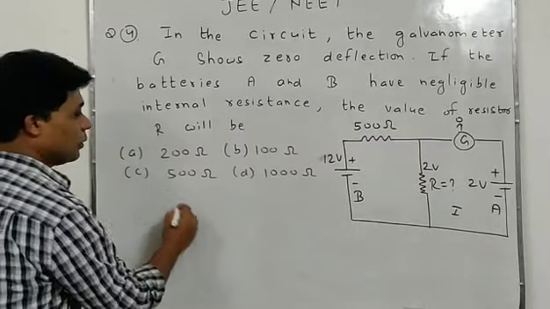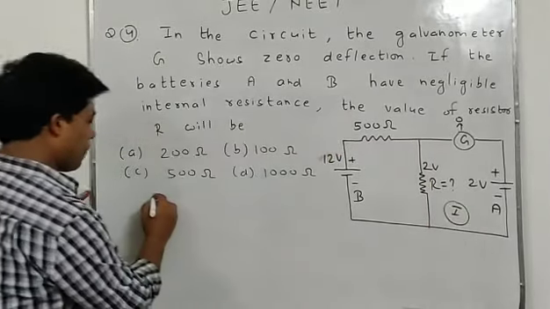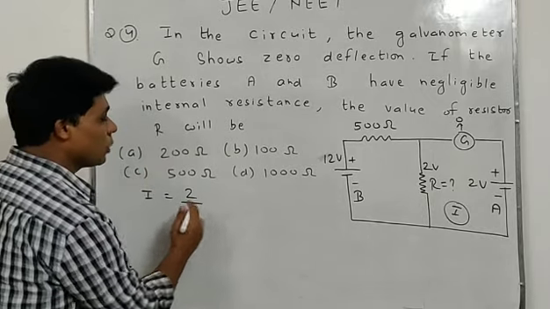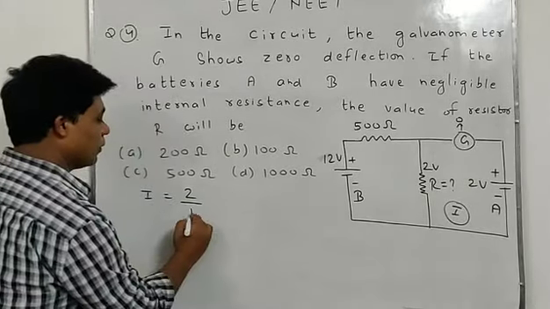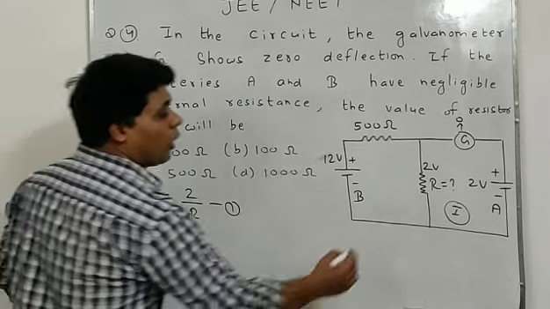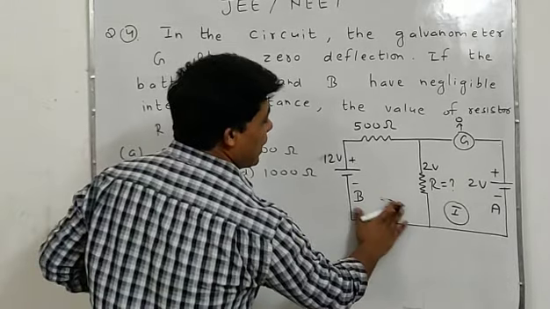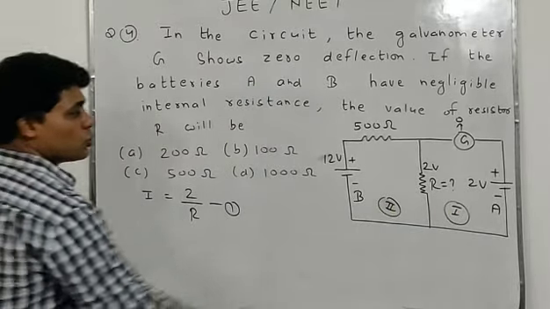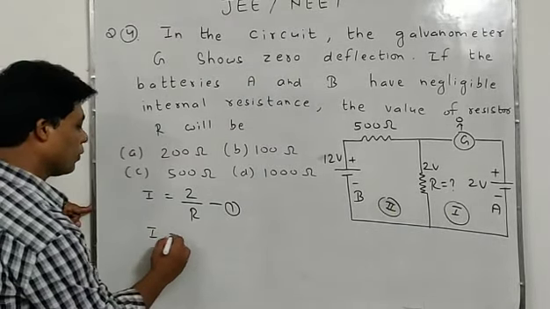What should be the current? This is the first circuit. Current is V by R, Ohm's law. Potential is 2 volt and resistance is R. Equation first. Now I'm going to find the current for this second circuit, circuit B, that is A battery and that is B battery.